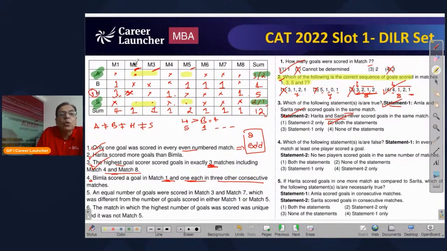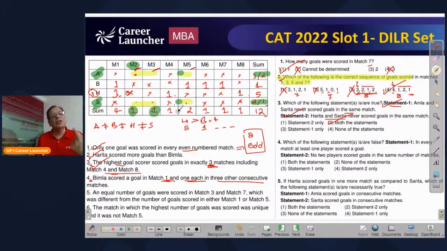Now, match 2, only 1 goal is scored. Match 3, only 1 goal is scored. Match 5, 2 goals are scored, but 1 has been scored by Bimla. And between Amla and Sarita, again will be 1. So, if you need 3 goals in 3 matches at the rate of 1 goal per match, can they ever be scoring in the same match?